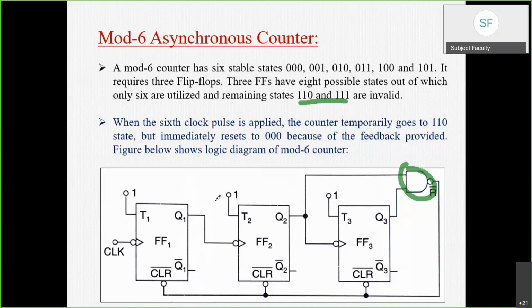It works fine until this point, 101. As soon as the value becomes 110, all the inputs of this NAND become 1, 1 and the output will be 0. This signal will now clear all the flip-flops. That means after 101, your counter will move partially to this count for a very small fraction of time, and suddenly it will reset itself.